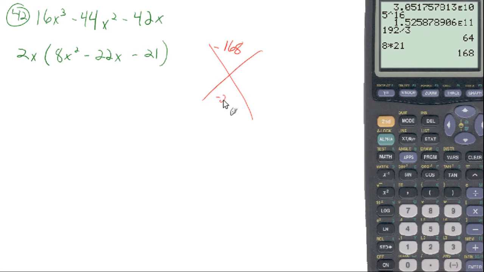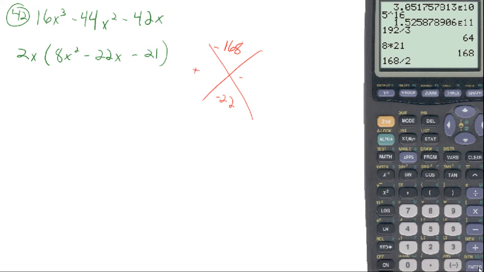And a negative 22, what multiplies to 168 and adds to 22, or multiplies to negative 168 and adds to negative 22? So this is going to be a positive and a negative number. It needs to add to negative 22. So I don't have any idea.